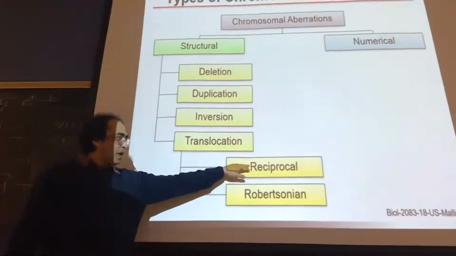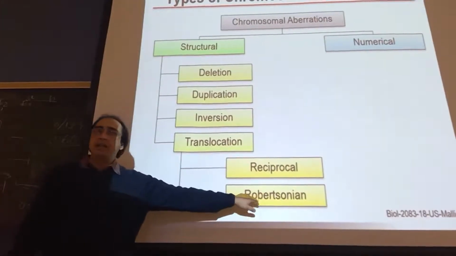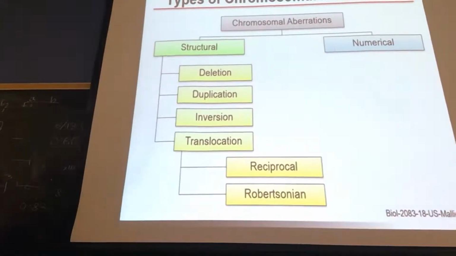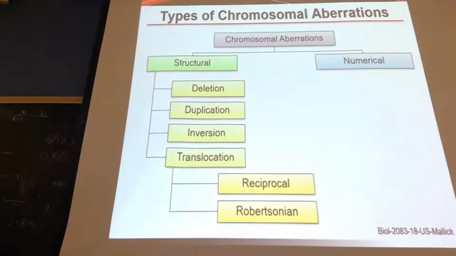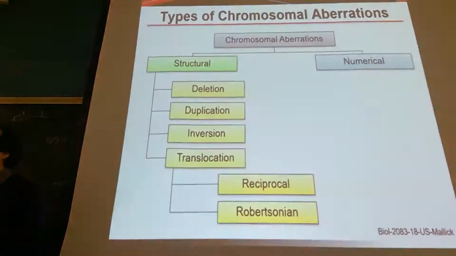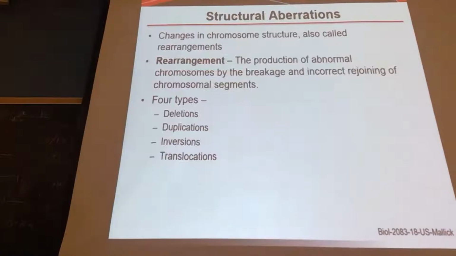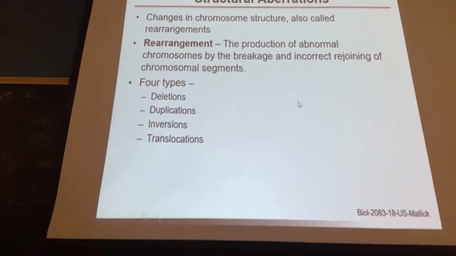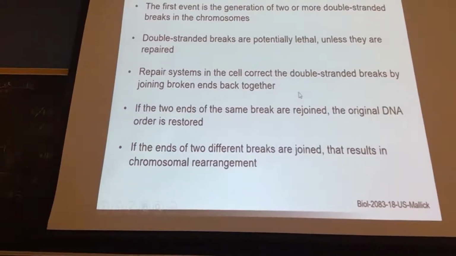Translocation can be of two types. One is called reciprocal translocation and the other Robertsonian translocation. And this Robertsonian translocation actually creates Down syndrome. That is another thing. So there are four things that are called the rearrangement.